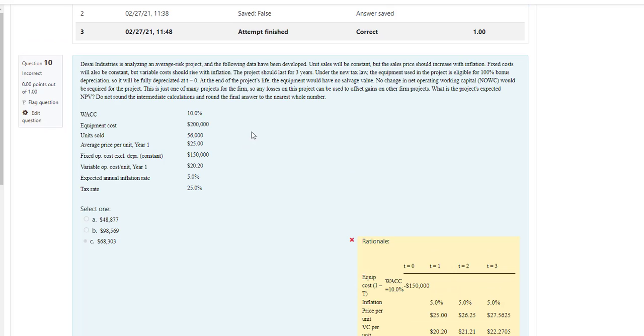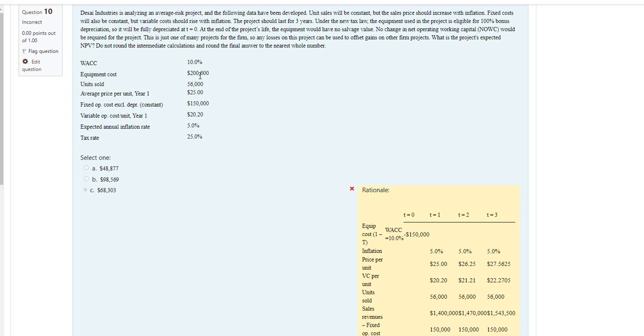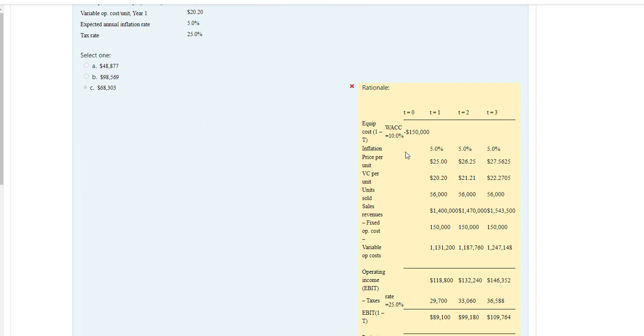Okay, so we have the $200,000 cost and a tax rate of 25%. So we have equipment cost, so the upfront cost associated with this is $150,000. Inflation and then price per unit, and with the inflation, variable cost with inflation, number of units sold. They tell us the sales revenue that depends on number of units and the price per unit, right? Fixed operating costs $150,000. Variable operating costs that depends on the price per unit.